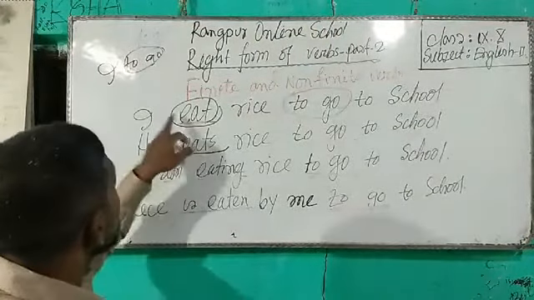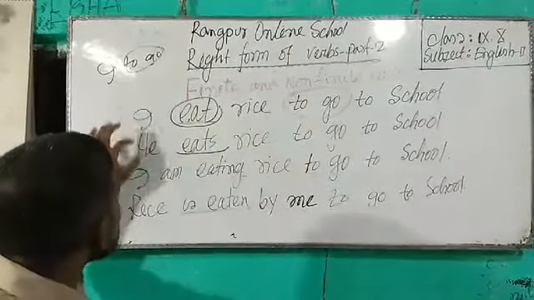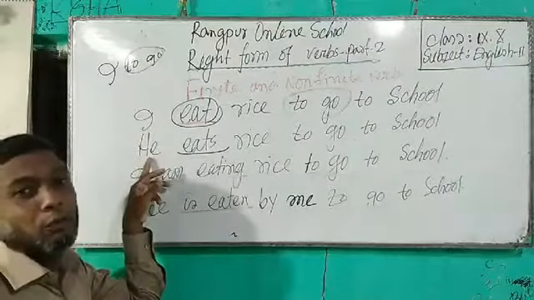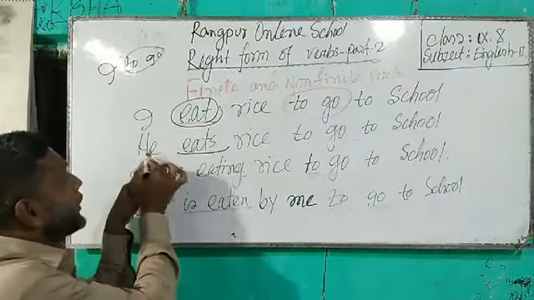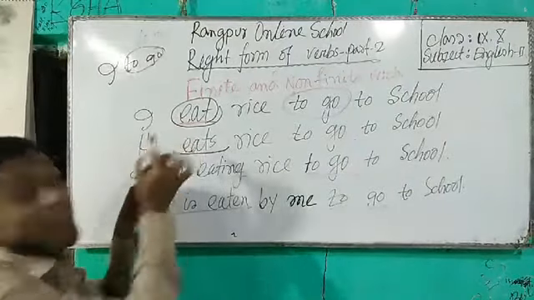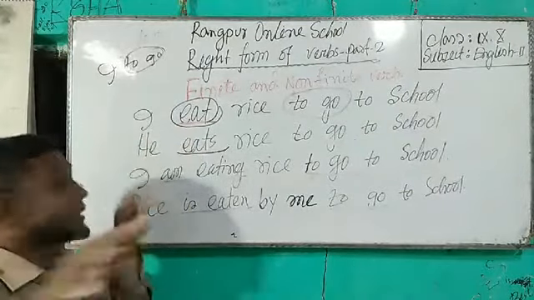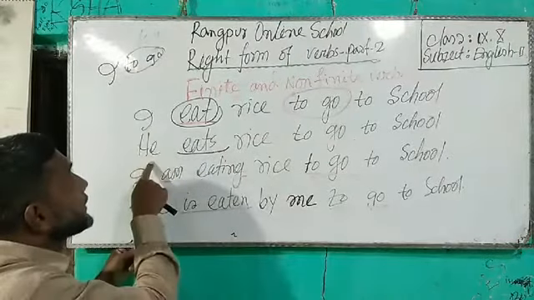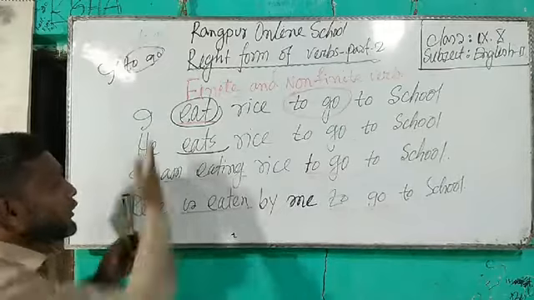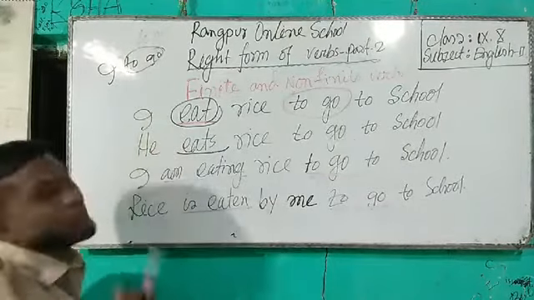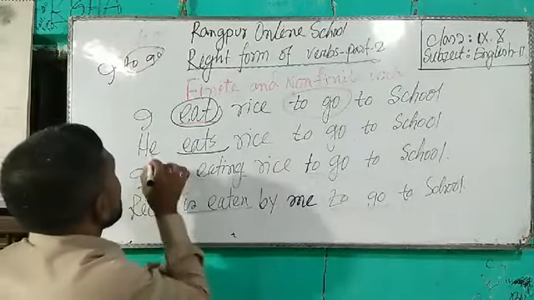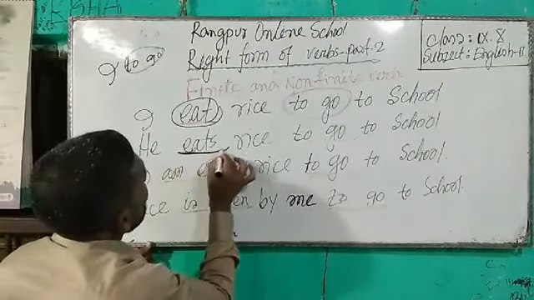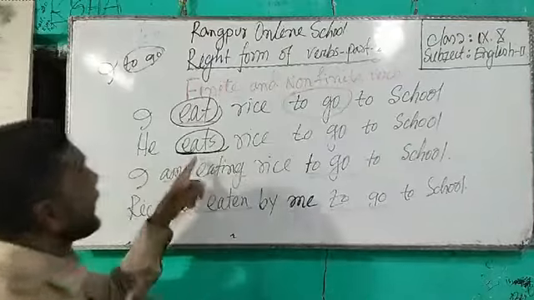Now the same sentence here, I have changed the number of the sentence only. This is first person and this is third person. So I have changed the person and its number also. I have changed the persons of the subject. As I have changed the persons of the subjects, now this verb has been changed.